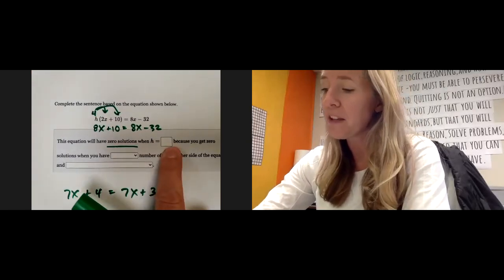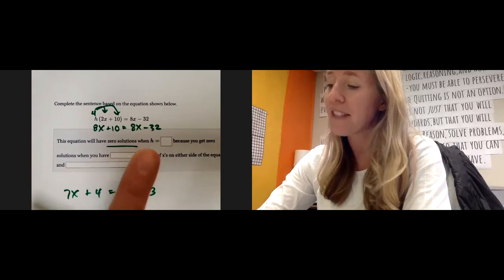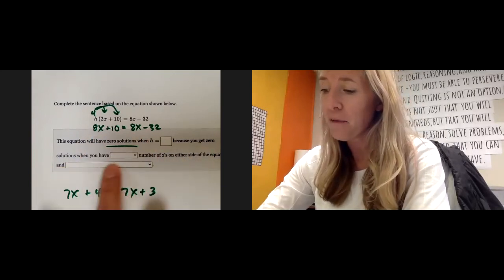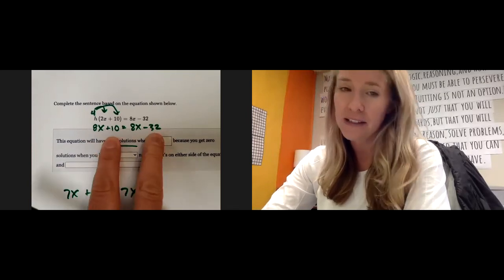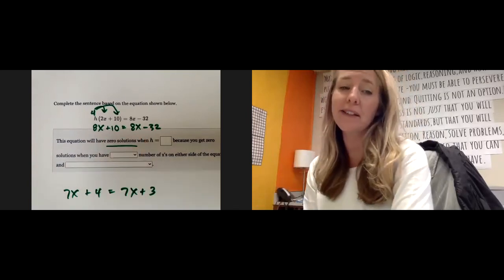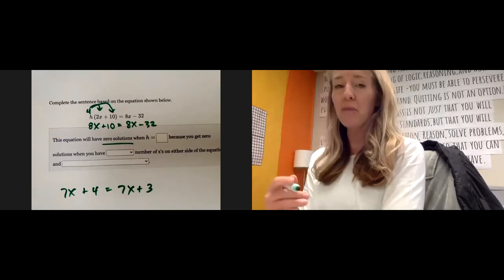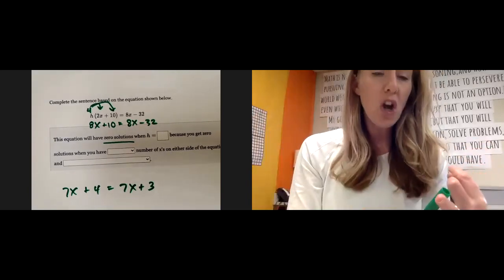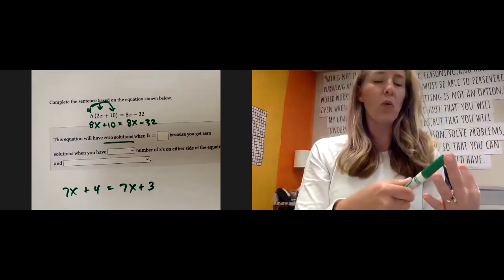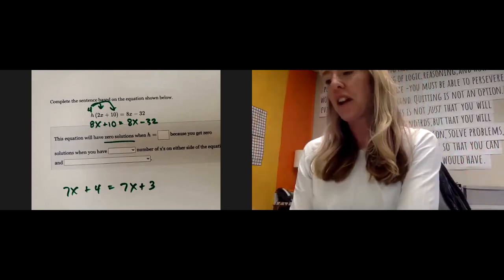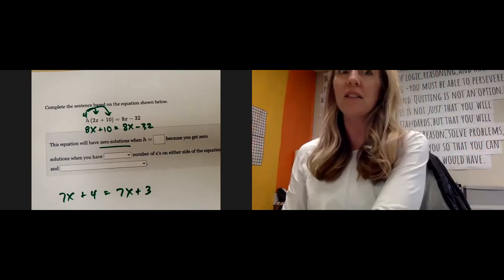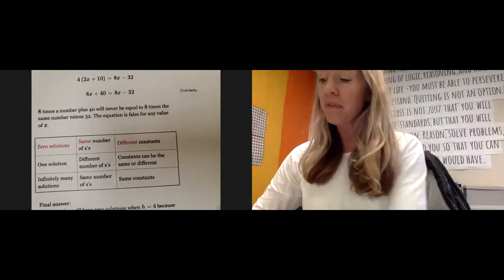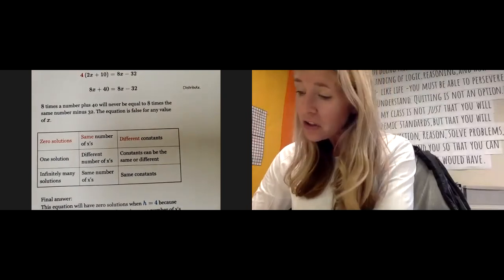H would have to be 4 because you get 0 solutions when you have the same number of x's, but different amounts of constants. Okay, different amounts of constants is why. So be very familiar with what gives you infinitely many solutions, what gives you no solutions or 0 solutions, and then what gives you 1 solution. It's like figuring out the puzzle and doing that. Okay, again, more explanation from them. They give you the little chart again to remind you.